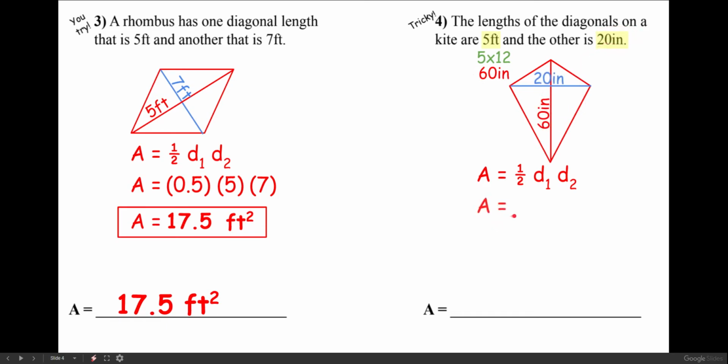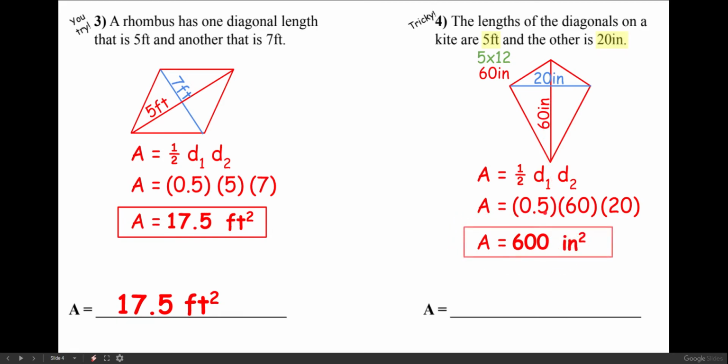Let's fill out our formula. Area equals 1/2 times 60 times 20. Multiply that out. You could have also done 60 times 20 divided by 2, and you would get an answer of 600. Now, is this 600 feet or 600 inches? Well, I multiplied inches, therefore our unit is inches. Inches squared, in fact, because this is area. So that is our answer.